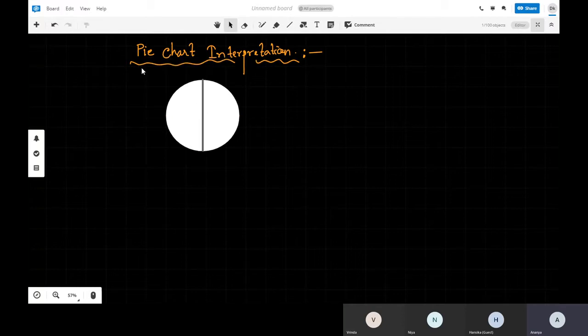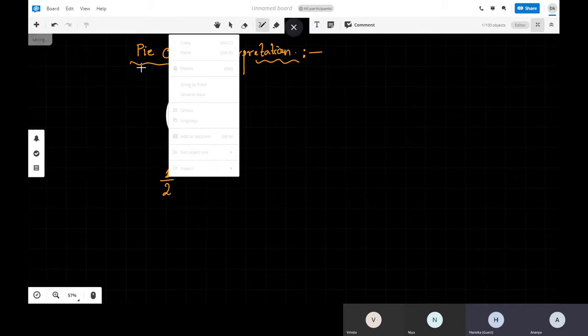Let's say this is a pie chart. I guess you already know a pie is the shape of a circle, so a pie chart is obviously in the shape of a circle. Suppose this pie chart has been divided into two parts. Each of the parts is one half of it, correct? So this portion is one half of the pie chart.